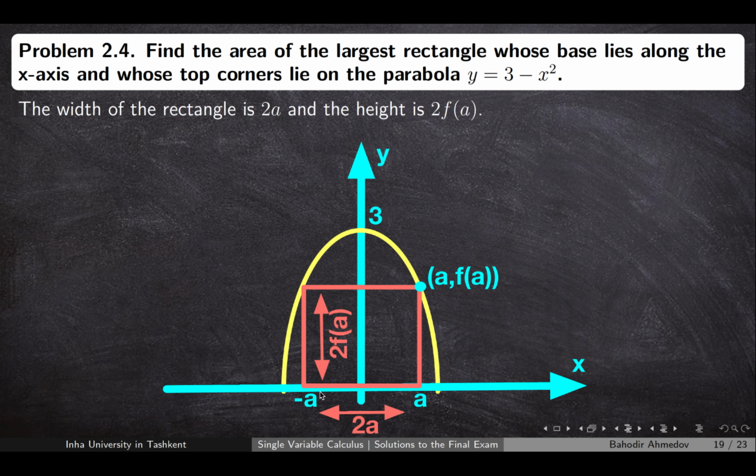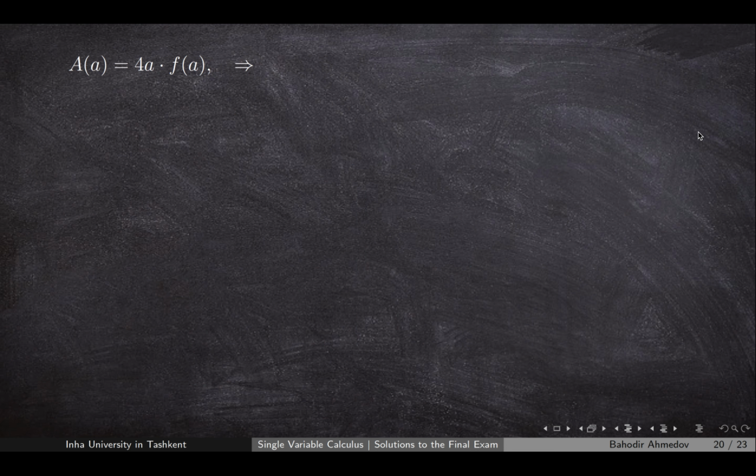So the width of this rectangle is going to be 2a, right? So the distance from here to a is a, so that is why the width is going to be 2a, and the height is going to be f of a. So f of a is the equation of this parabola basically, right? If you know the point here, the coordinate of this point is going to be a and f of a because this point is lying on this parabola. So the area of this rectangle is going to be equal to 2a multiplied by f of a.